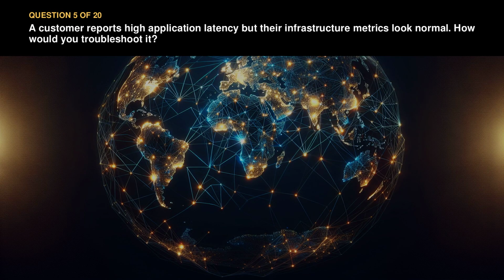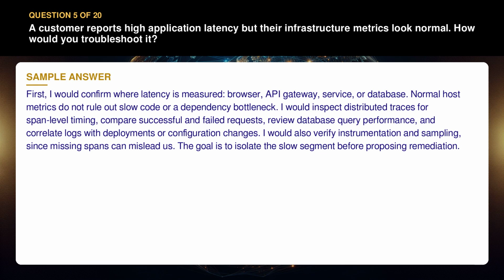Question 5. A customer reports high application latency but their infrastructure metrics look normal. How would you troubleshoot it? First, I would confirm where latency is measured: browser, API gateway, service, or database. Normal host metrics do not rule out slow code or a dependency bottleneck. I would inspect distributed traces for span-level timing, compare successful and failed requests, review database query performance, and correlate logs with deployments or configuration changes. I would also verify instrumentation and sampling, since missing spans can mislead us. The goal is to isolate the slow segment before proposing remediation.